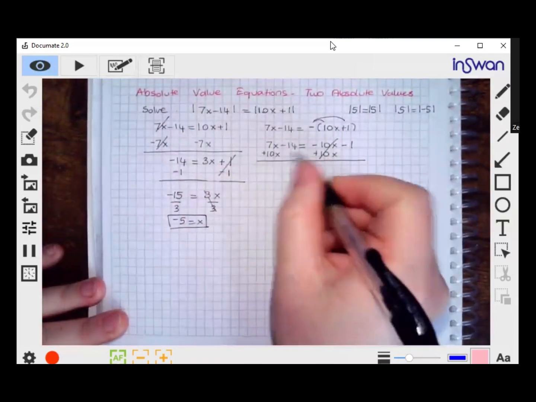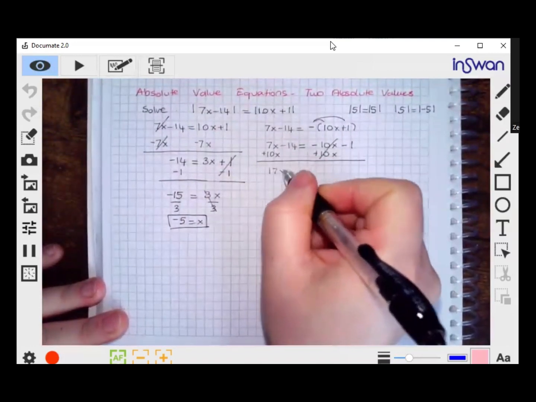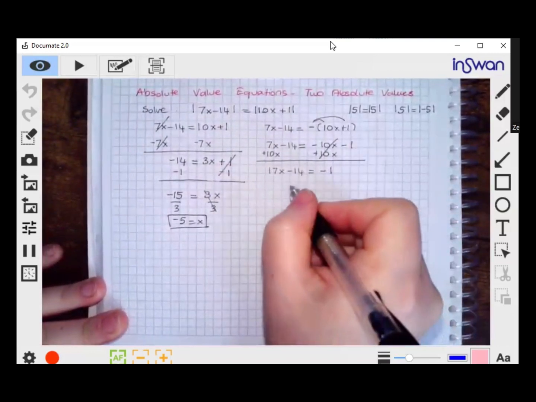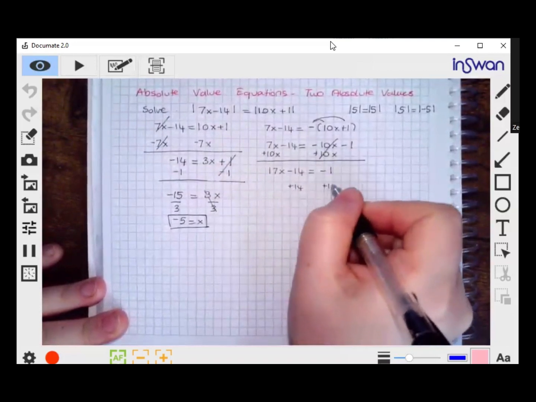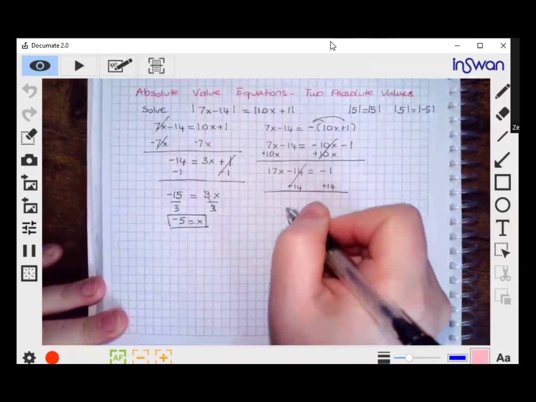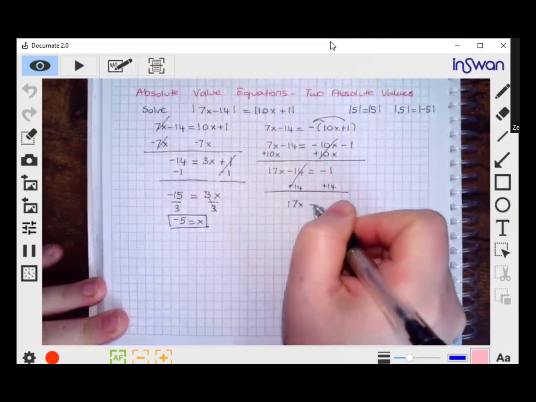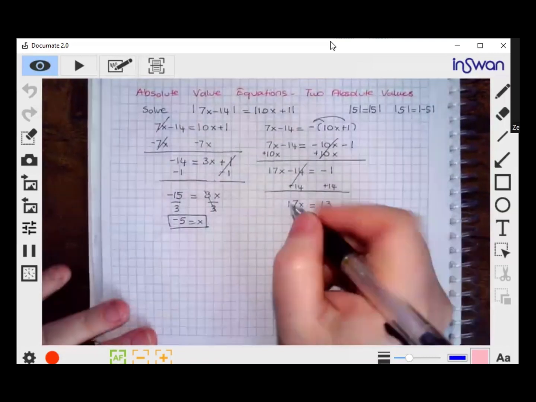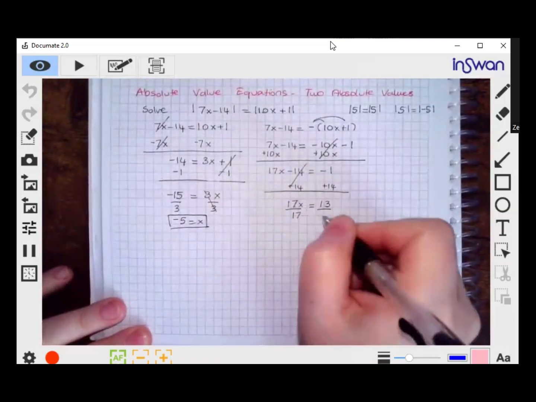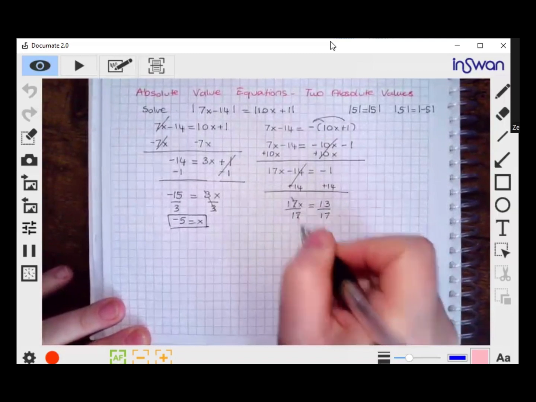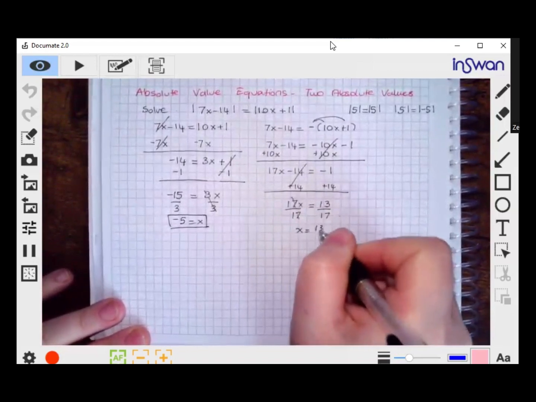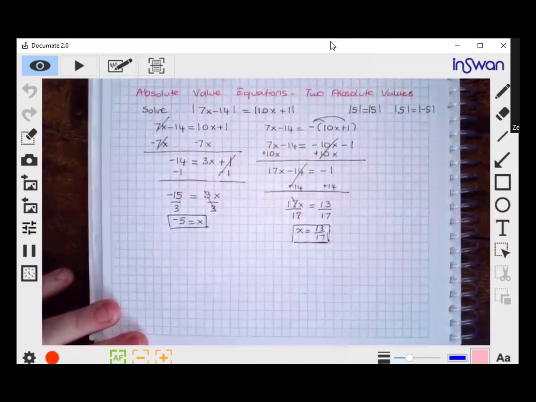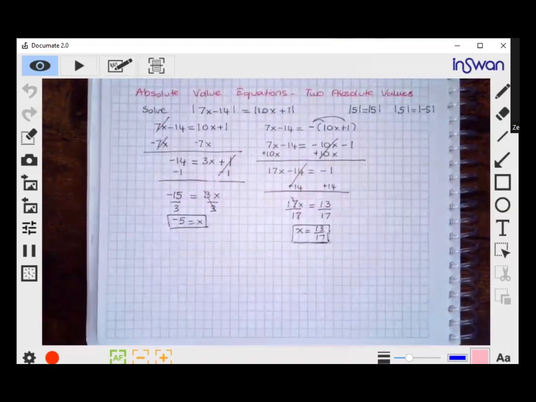So here, in this case, we just added 10x. So we have 17x minus 14 on the left, which equals negative 1. And then add 14. So we have 17x equals 13 on the right. So divide both sides by 17, the coefficient of x, so that x equals 13 over 17. So there are two solutions to this absolute value equation.